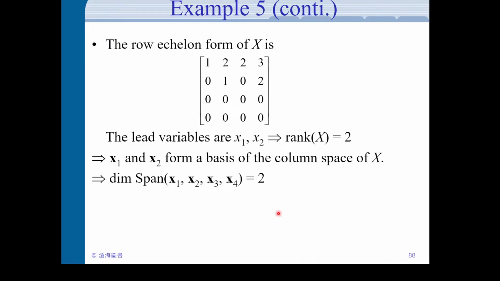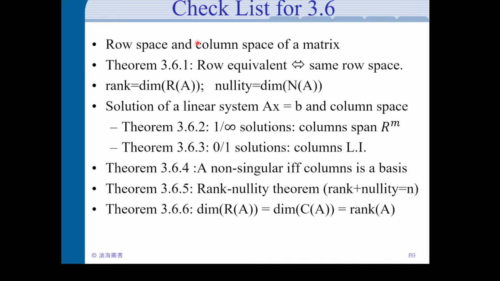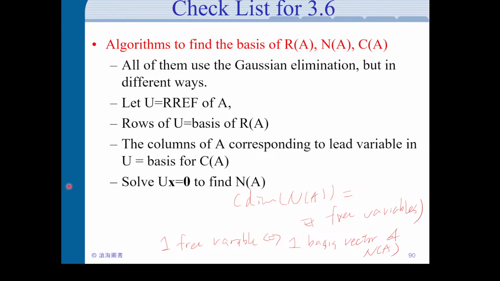Okay. And finally, we have a checklist. So the checklist is everything we talked about today. And we have an extra checklist for the algorithm to calculate the basis for row space, null space, and column space. Basically what you do is a lot of Gaussian elimination to find your REF. Or if you are lazy, most of the things you can do by just finding REF. Okay, so you can do a bit of that.